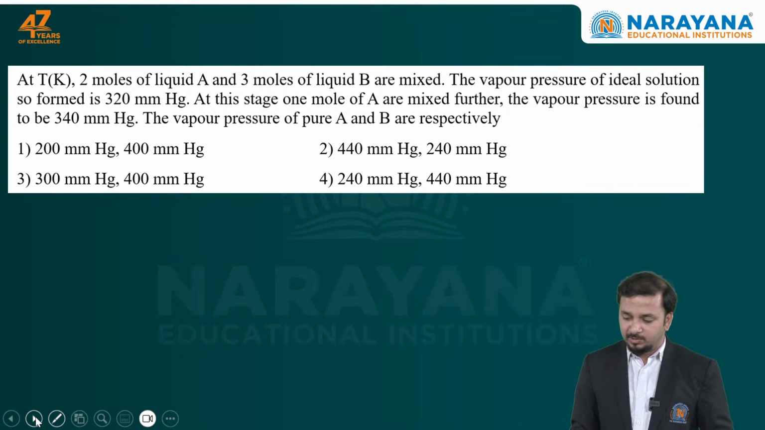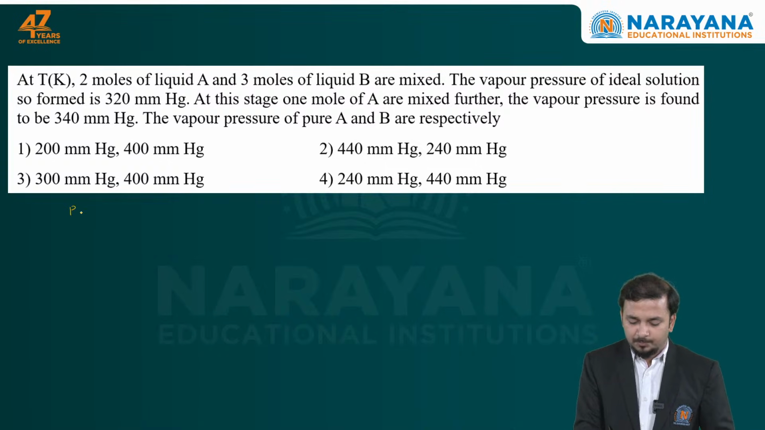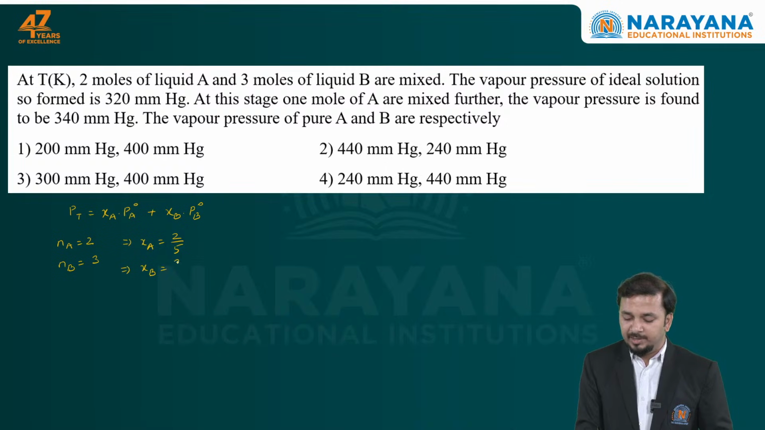So let's start with this question. We know according to Raoult's law, Pt is equal to mole fraction of A into Pa naught plus mole fraction of B into Pb naught. So initially they have given moles of A is equal to 2, moles of B is equal to 3, which means mole fraction of A will be equal to 2 by 5 and mole fraction of B will be equal to 3 by 5. Now if we substitute the information which is provided, we can write 320, which is total pressure, is equal to 2 by 5 times Pa naught plus 3 by 5 times Pb naught.